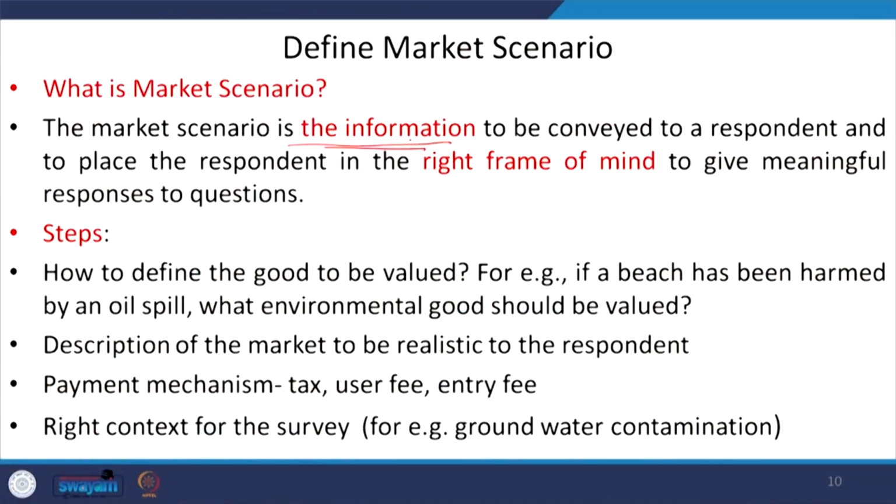And finally, we need to highlight what exactly is the context in this oil spill case, whether we are talking about the groundwater contamination because of the oil spill, or the peripheral surroundings which have been destroyed, or whether the water biodiversity has been destroyed because of the oil spill. So, we need to contextualize in the survey and convey it to the respondents.